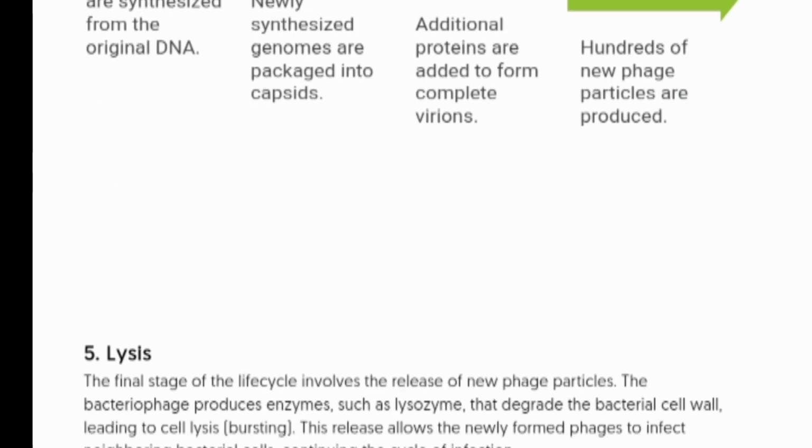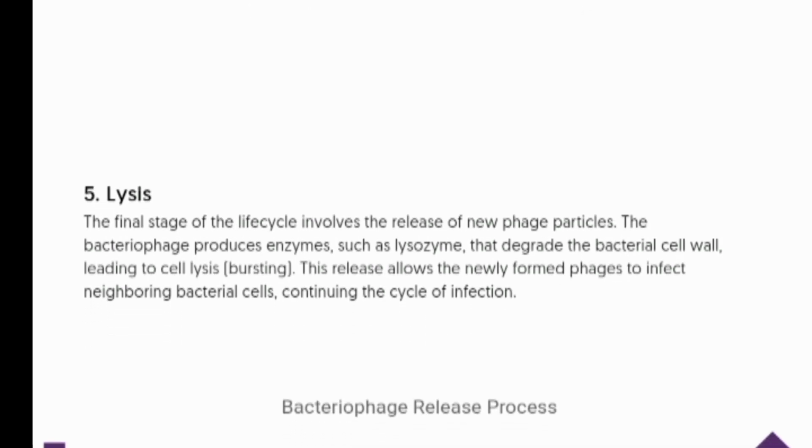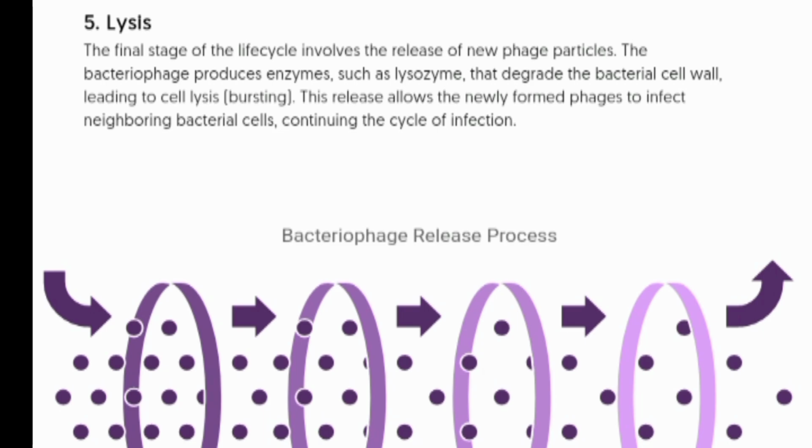Fifth stage is the lysis stage. The final stage of the life cycle involves the release of new phage particles. The bacteriophage produces enzymes such as lysozymes that degrade the bacterial cell wall, leading to cell lysis or bursting. This release allows the newly formed phages to infect neighboring bacterial cells, continuing the cycle of infection.